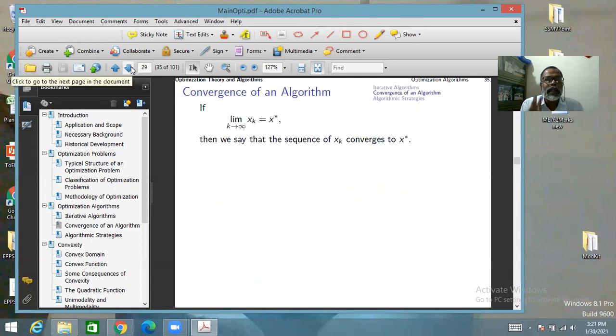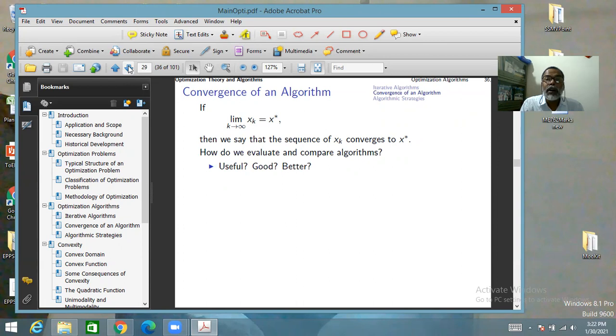And that issue of convergence is what we discuss next. If the limit of the iterates, as the number of iterations goes indefinitely high, exists, and if that limit is x star, then we say that the sequence of xk converges to that value x star. So this is the definition.